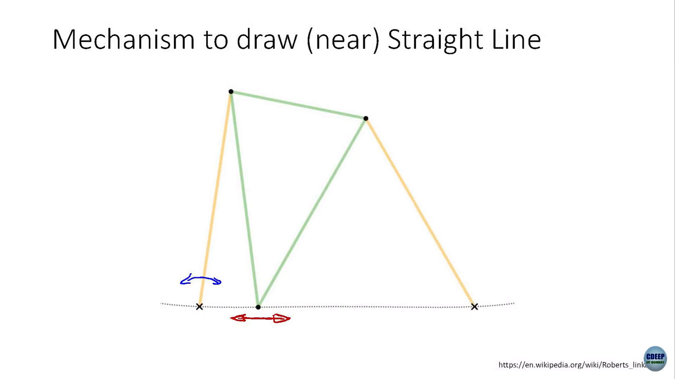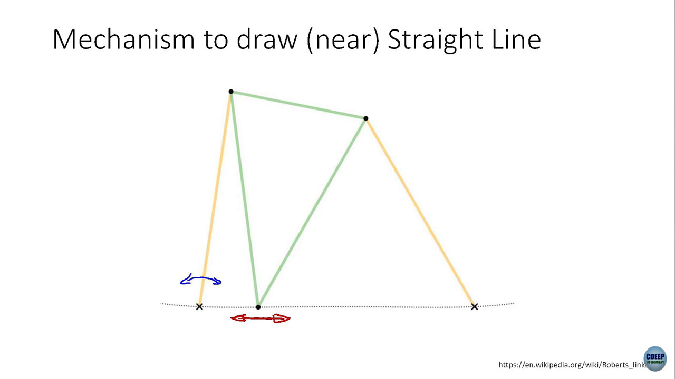I am interested to draw a nearly straight line. What would be a mechanism that does that? What is a machine that can draw a near straight line? If possible, I would like to have an exact straight line. If it's not possible, I can do with something like a near straight line.